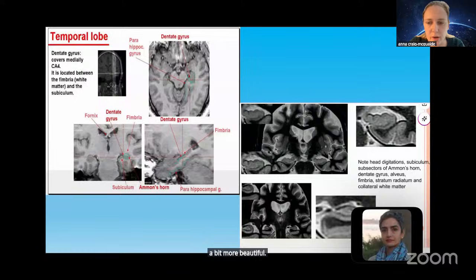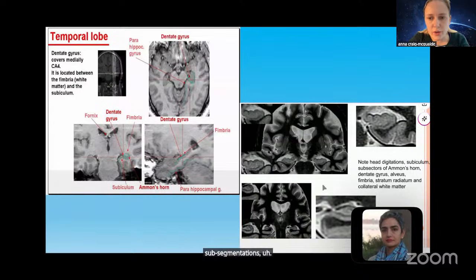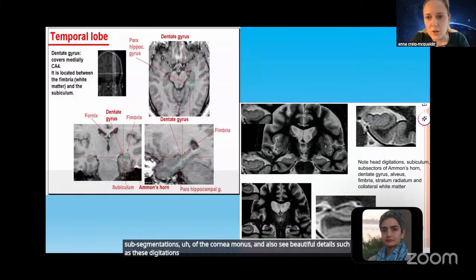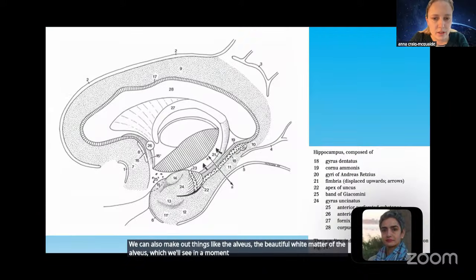So on this lower right panel we can see that on modern good quality MRI we can see the subsegmentations of the cornu ammonis, and also see beautiful details such as these digitations here on the head of the hippocampus, which, as Dr. Martins said, is bare and doesn't have choroid over it in the way that the rest of the hippocampus would do. We can also make out things like the alveus, the beautiful white matter of the alveus, which we'll see in a moment in a bit more detail.